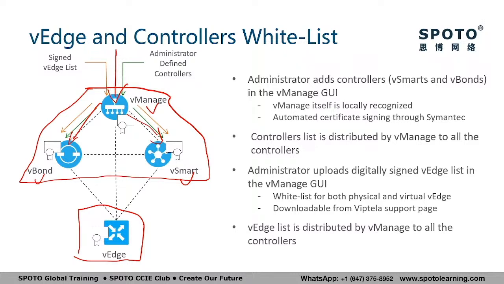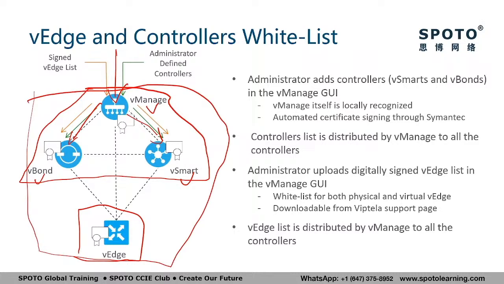Right? So everyone in this architecture needs to be whitelisted, and the whitelist needs to be distributed and synchronized between each of these controllers to know the vEdge as well. This is the high-level security architecture to ensure the devices are legitimate to connect into the SD-WAN environment.